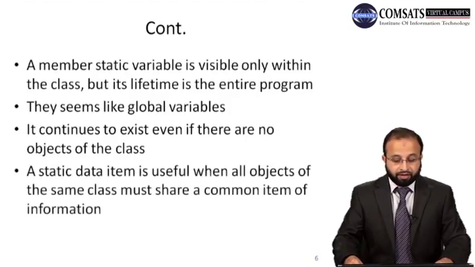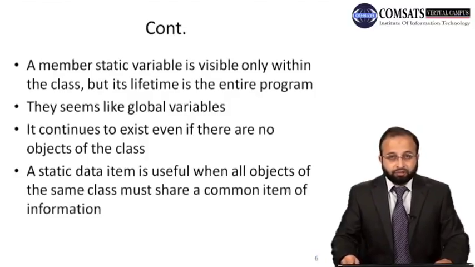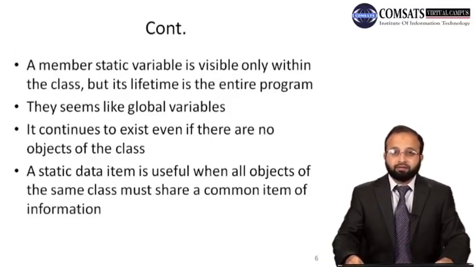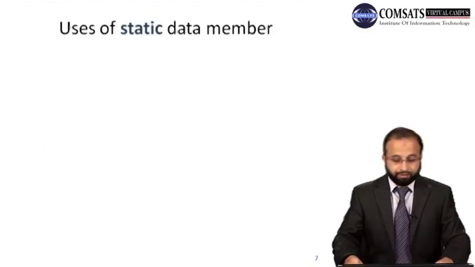A static data member or static data item is useful when all objects of the same class must share a common item of information. So if you are creating multiple objects of a class and you want these objects to share some kind of information, then you can make a static data variable, and every object can access that static data variable, and every object can modify the value of that static data member, right? Uses of static data member.